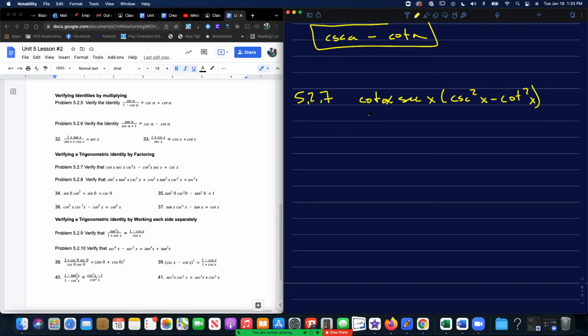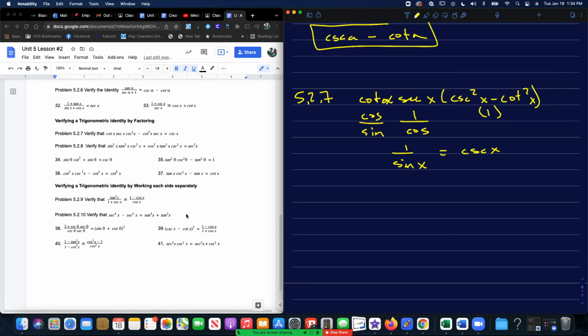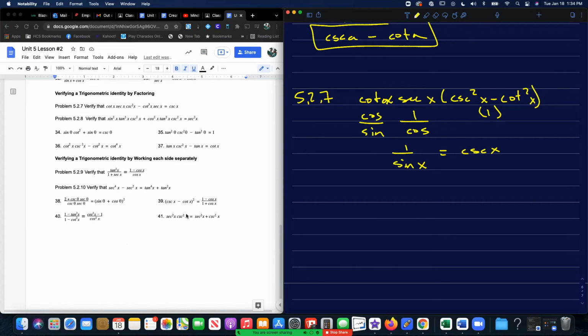So if you think about it, this piece right here is just 1. And cotangent, as you know, is cosine over sine. Secant, as you know, is 1 over cosine. So if the cosines cancel, you're left with 1 over sine x, which is indeed equal to cosecant x. All right, I think you guys should be fine on those. 528 is very similar.